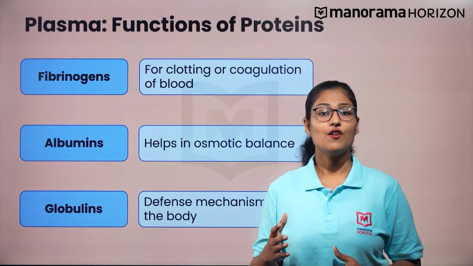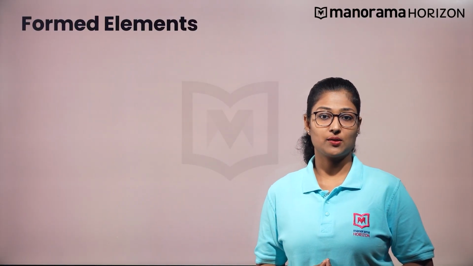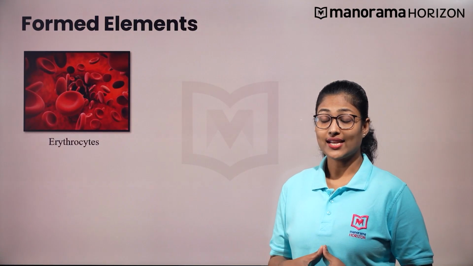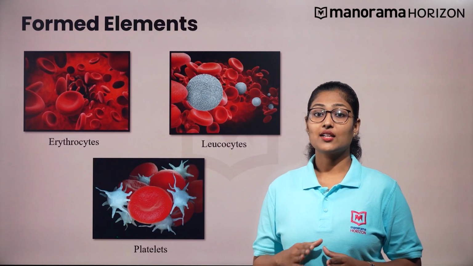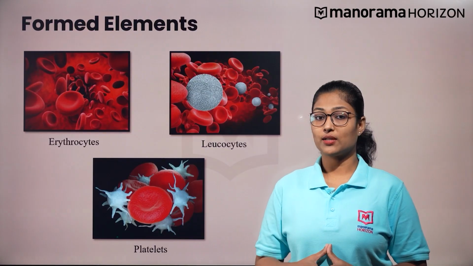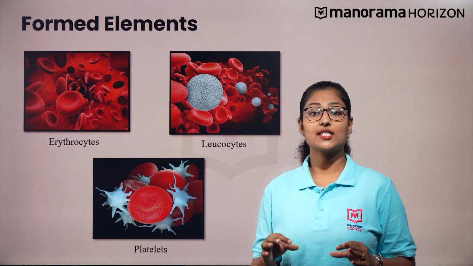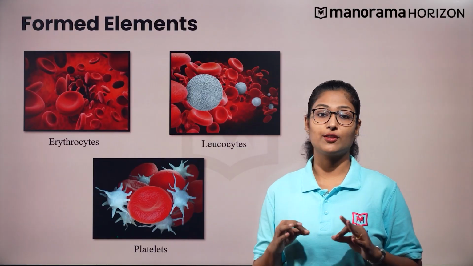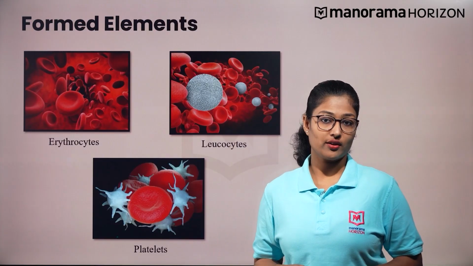Next are the formed elements. What are these formed elements? Erythrocytes, leukocytes and platelets are collectively called formed elements. These formed elements make up 45% of the blood. Let us now check them one by one.